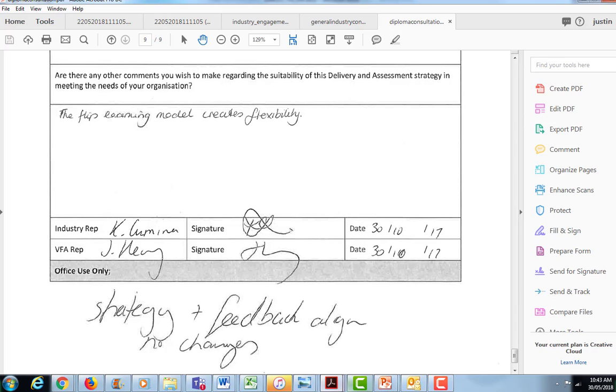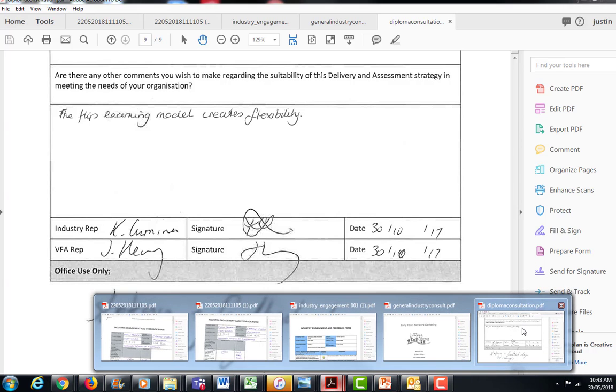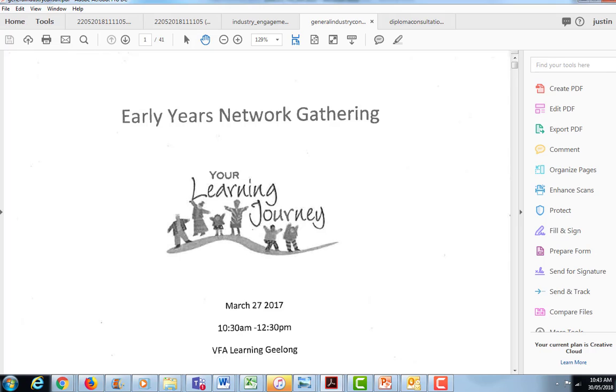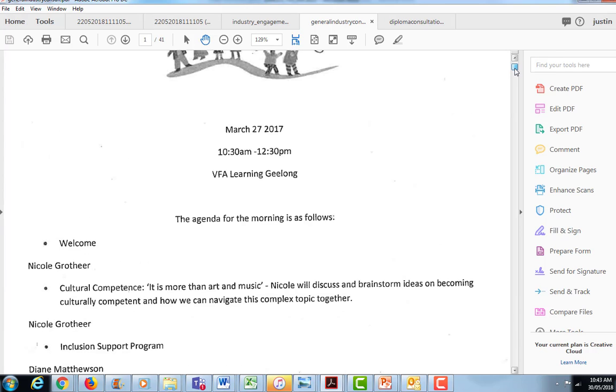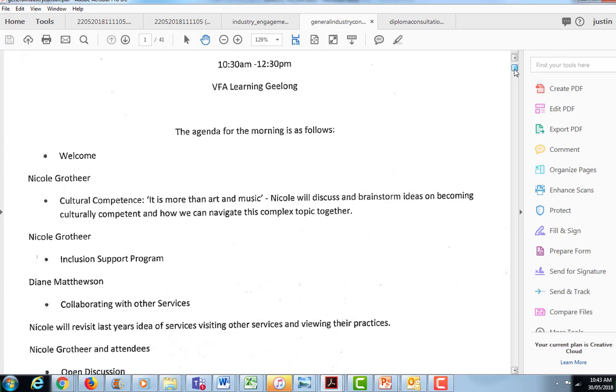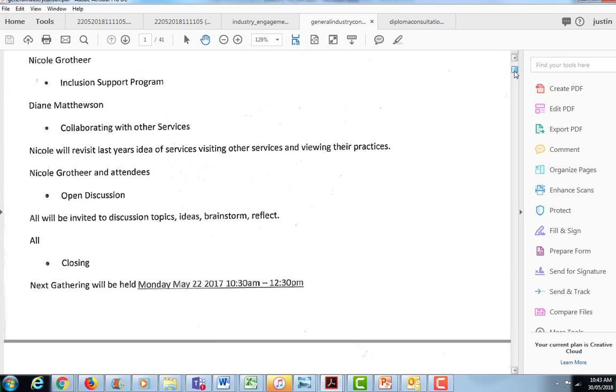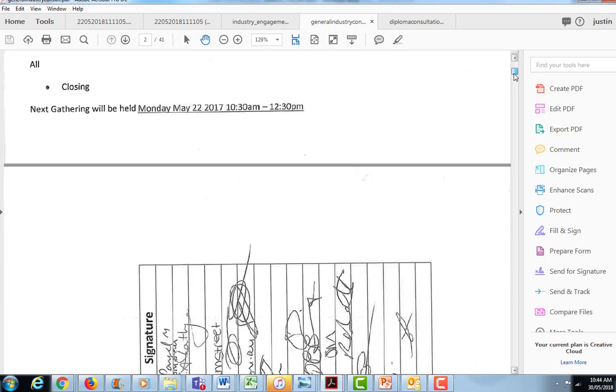As well as that, we do that for our courses. We also have other vehicles to consult with industry. So for childcare, we run network gatherings. All the directors from the centres are invited. Sometimes 20 to 30 come, but we get them all into VFA. We put on a training day where there are speakers, and they get to collaborate, share ideas, and talk to us about our training.